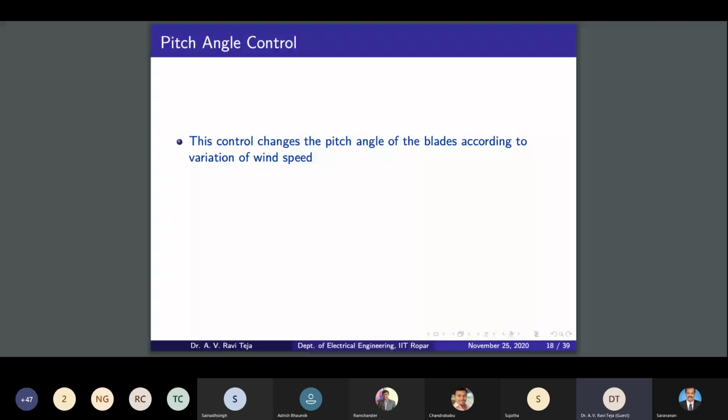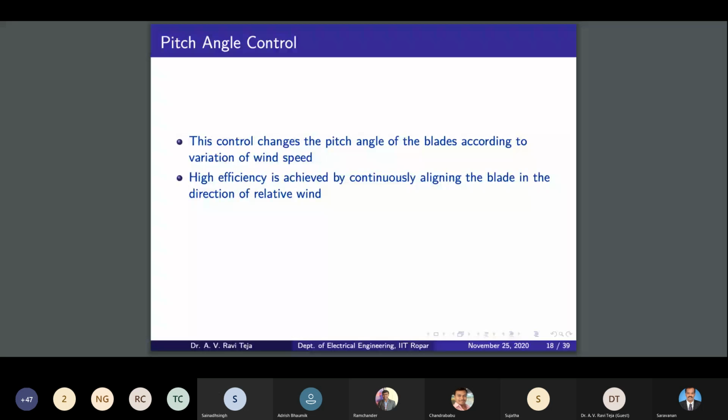So if the wind direction changes, again I will orient the blade so that again I will get maximum lift force and minimum drag force. So this control changes the pitch angle of the blade. This is done for all the blades of the wind turbine according to the variation of the wind speed direction. Right? So by increasing the lift force, we get higher efficiency, and thereby more power extracted from the wind.